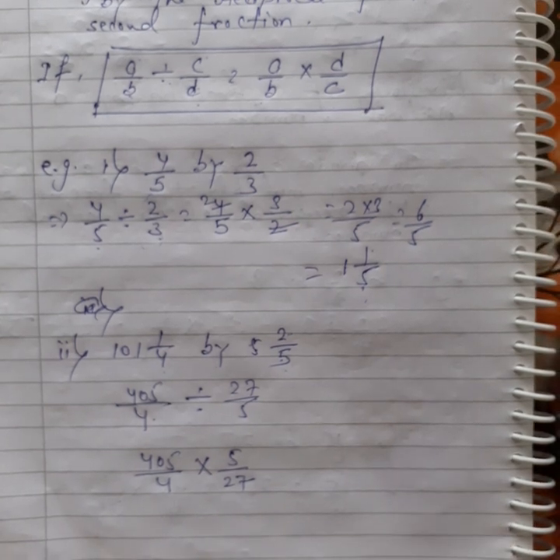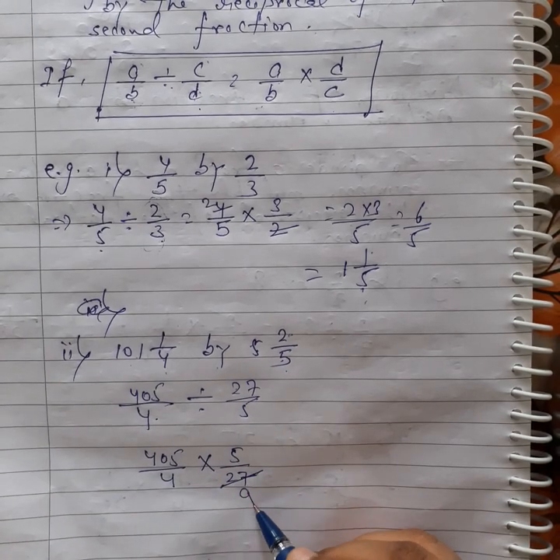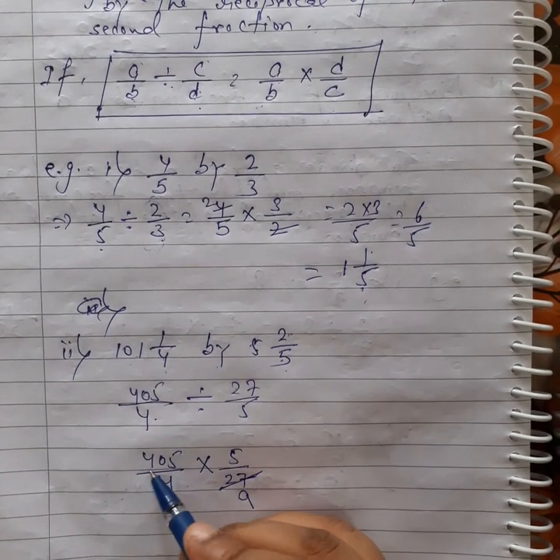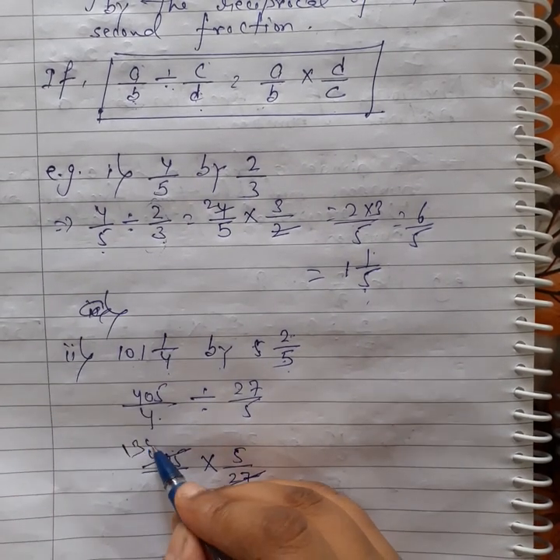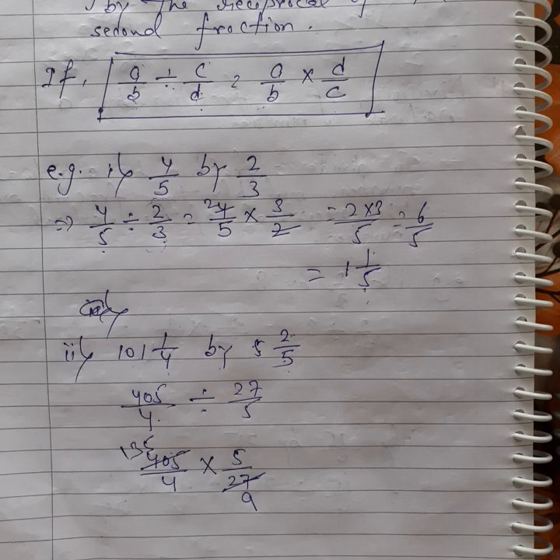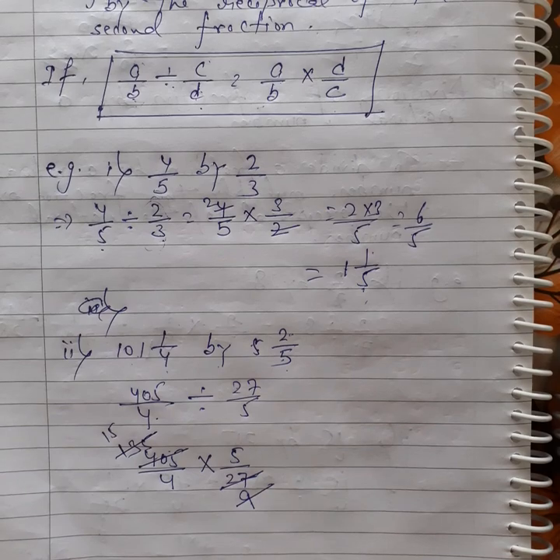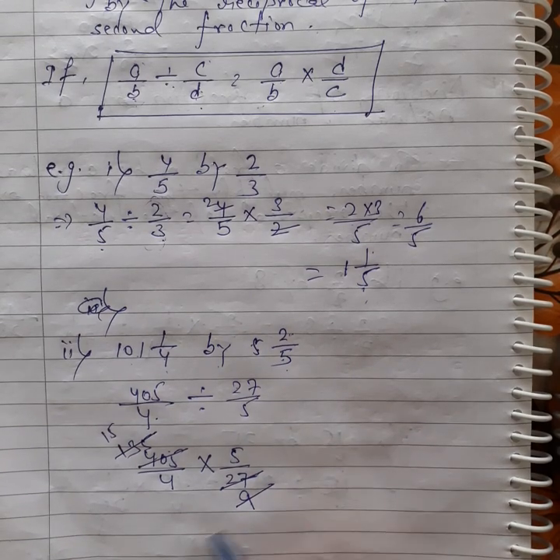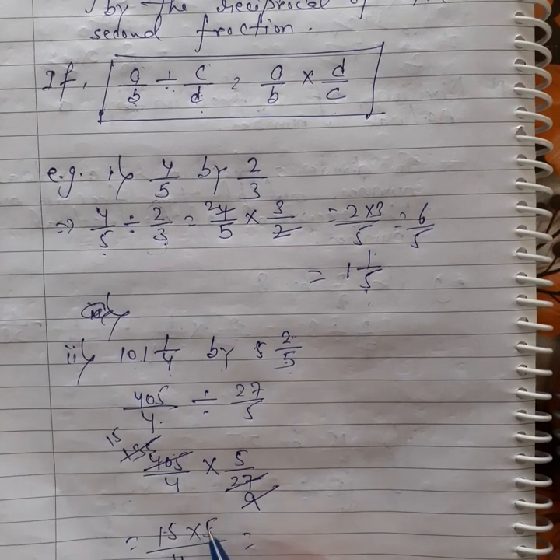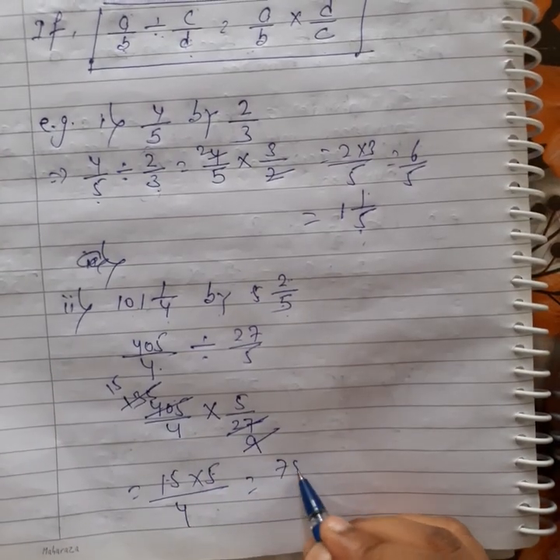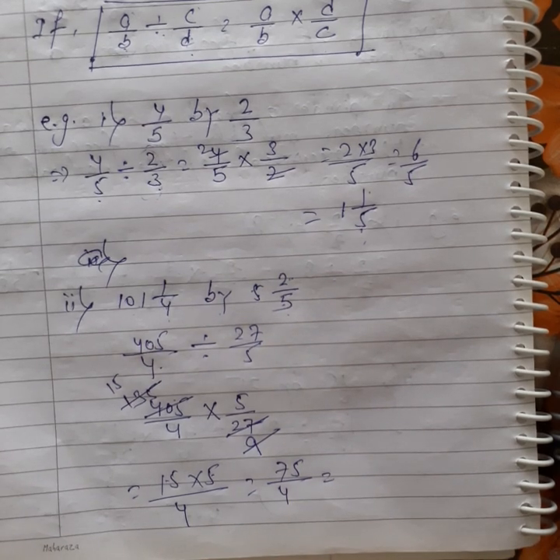Now we have to cancel out. We cancel out from 3. 3 nines are 27. 3 ones are 3. 3 threes are 9. 3 fives are 15. Now we cancel out from 9. 9 fifteens are 135. It becomes 15 into 5 by 4. 15 fives are 75 by 4. We can change it into mixed fraction as well. How we change?